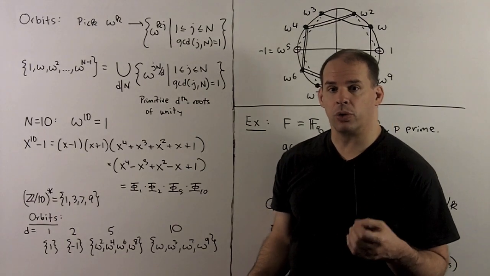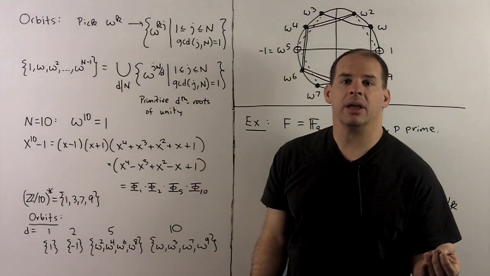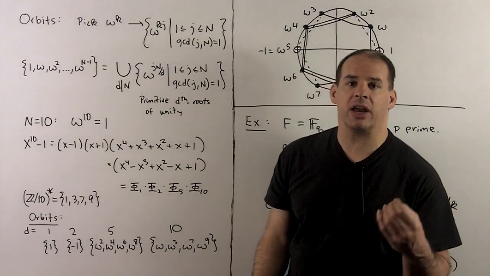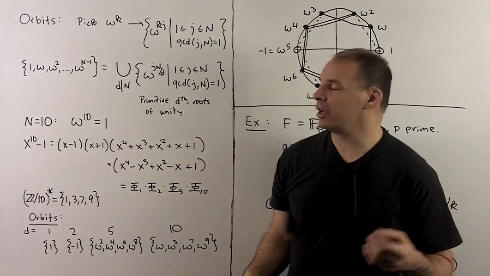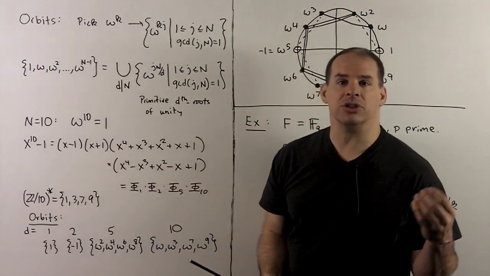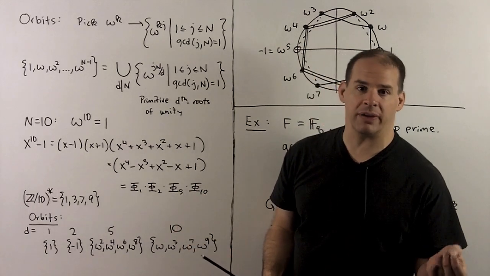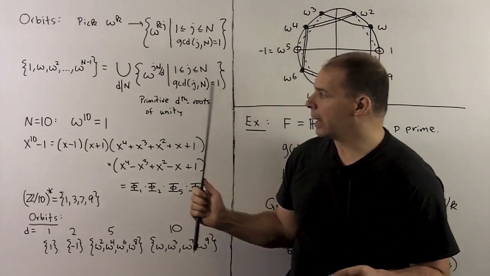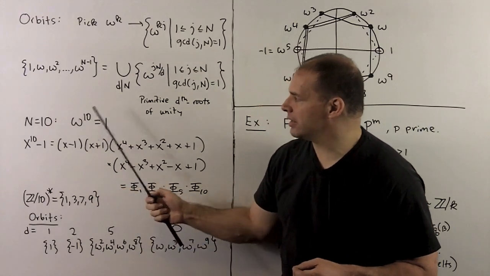How about the orbits under the group action? We'll fix an nth root of unity, say omega to the k, then we'll raise it to jth powers where j and n are relatively prime. That'll give a partition of the nth roots of unity as a disjoint union of the primitive dth roots of unity where d is a divisor of n. Now, for a concrete example, let's let n be equal to 10, so I have omega to the 10 equals 1.